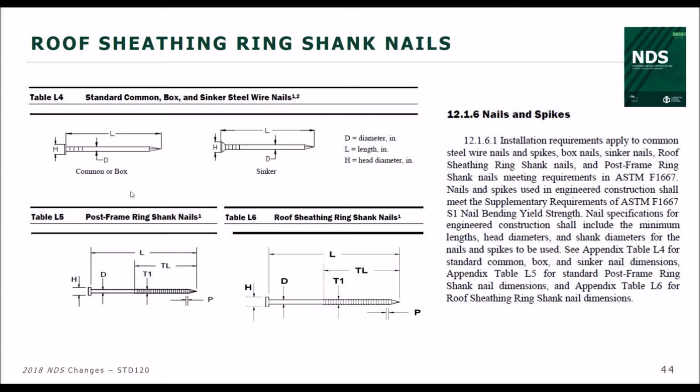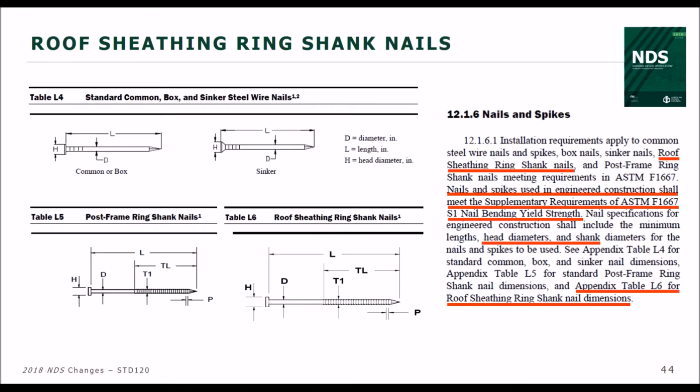So here are a couple of examples of the configurations that we show in Appendix L of the NDS, L4 for the common box and sinker nails, L5 for the post-frame ring shank nails, which was introduced in either the 12 or the 15 edition of the NDS, and then the new roof sheathing ring shank nails. So the text incorporates enabling language for those roof sheathing ring shank nails.